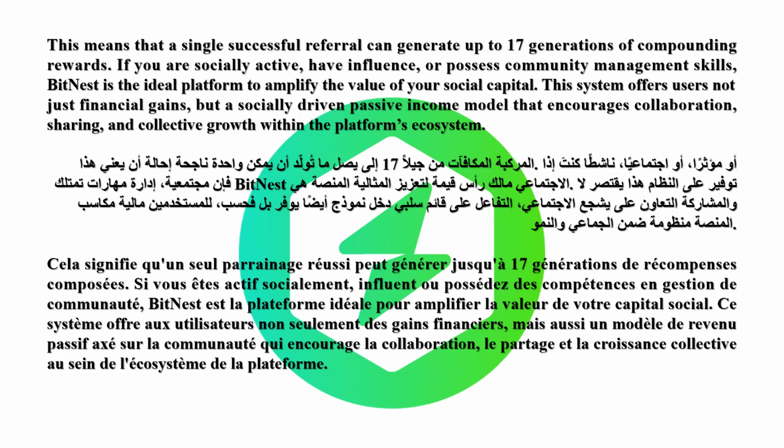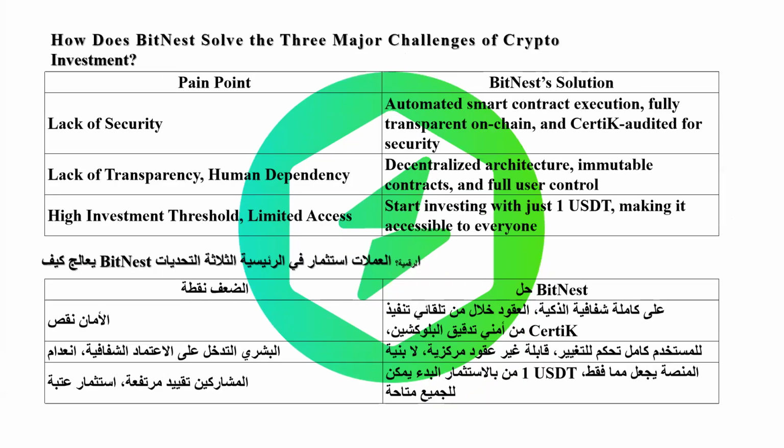So what does this 17th generation dividend mean? It means that a single successful referral can generate up to 17 generations of compounding rewards. If you are socially active, have influence, or possess community management skills, BitNest is the ideal platform to amplify the value of your social capital. This system offers users not only financial gains, but also a socially driven passive income model that encourages cooperation, sharing, and collective growth within the platform ecosystem. You can see here.